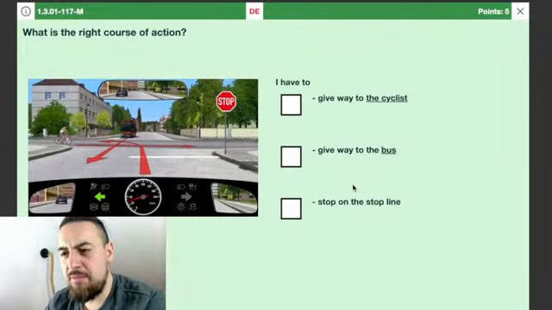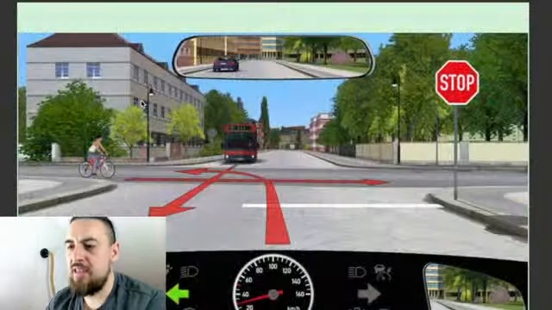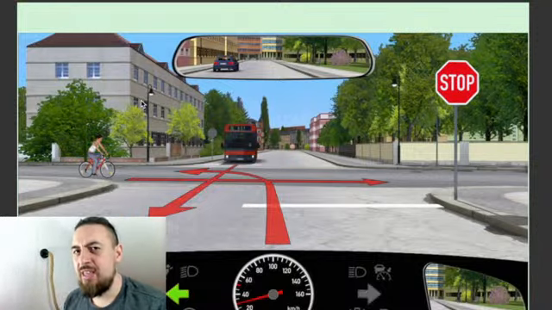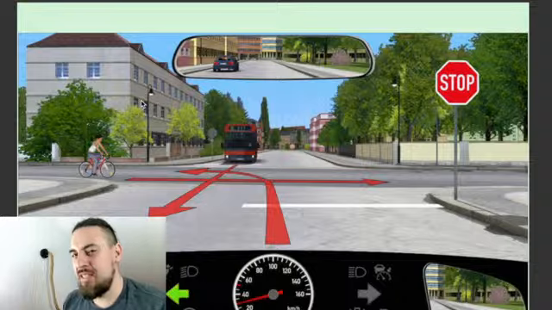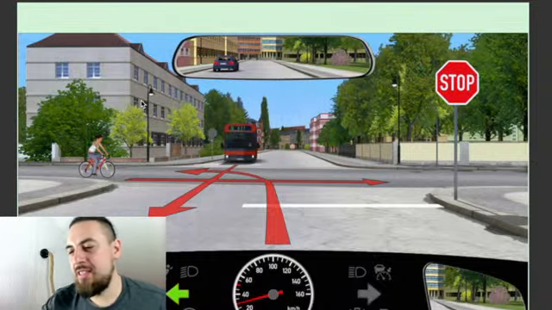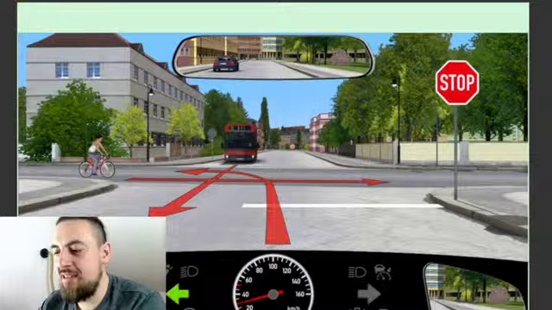Okay, what is the right course of action? Let's have a look. Think again. First, check for signs to see who has priority, how it's organized, and then take a decision who has to go first. Okay, let's close it.